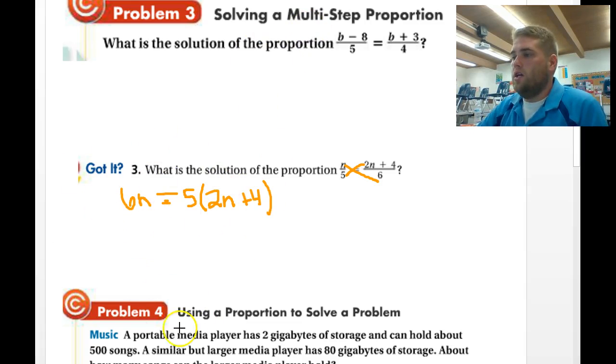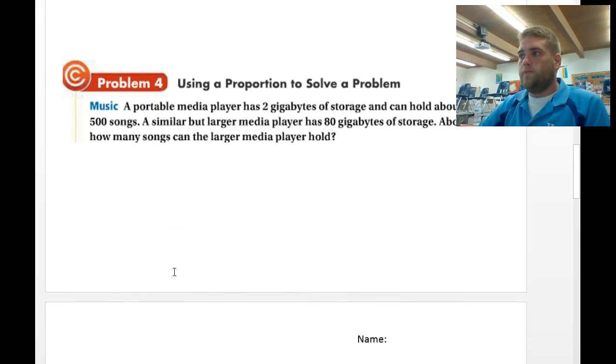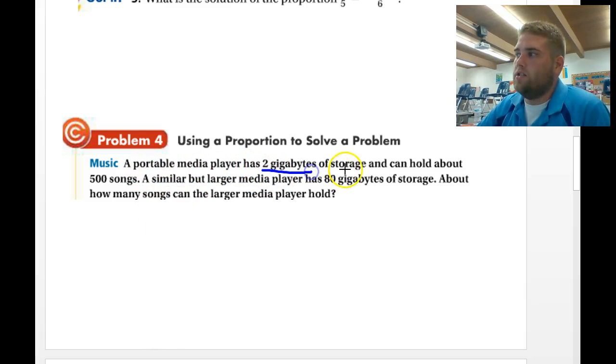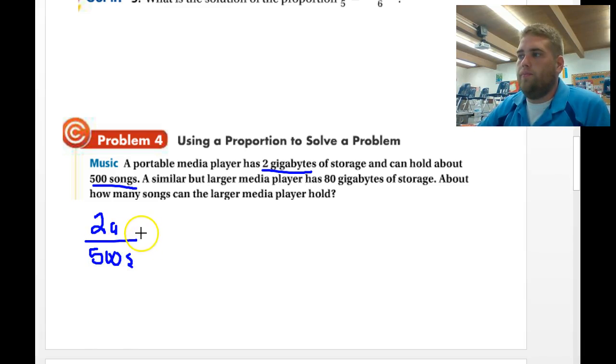And then finally, to end our lovely video, problem 4. Problem 4 is a word problem, and I know that freaks a lot of us out, but just take the time to find the information. A portable media player has 2 gigabytes of storage and can hold about 500 songs. So we have 2 gigs of storage, and that's about 500 songs. That's equal to a similar device that has 80 gigs, and we want to find out how many songs that can hold. Do we know how many songs that can hold? No, so let's call it x.